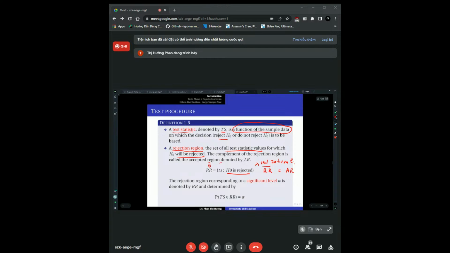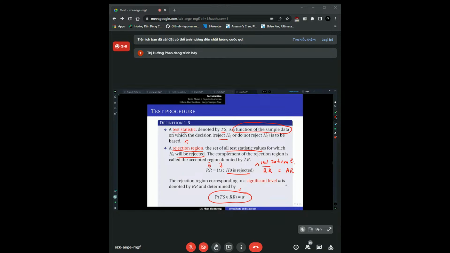Because if the test statistic belongs to rejected regions, we will reject H0. If we plug in the data, calculate the test statistic value, and it doesn't belong to rejected regions, we won't reject H0. So we will find the rejected regions based on the equation that, given the significance level alpha, the probability of rejecting H0 must exactly equal alpha. The probability of the test statistic belonging to rejected regions is exactly equal to alpha.